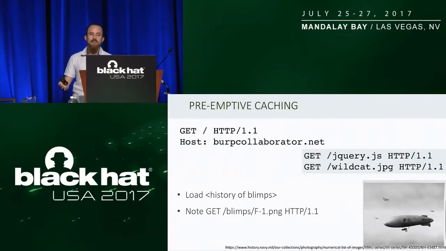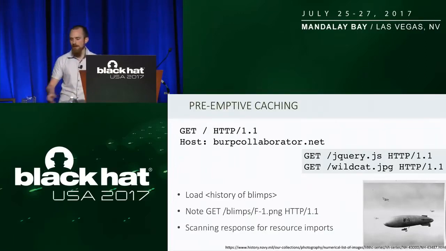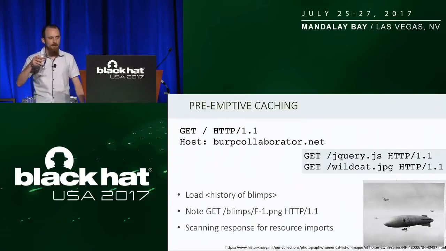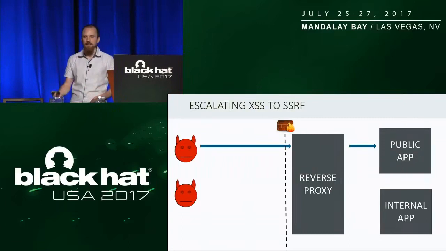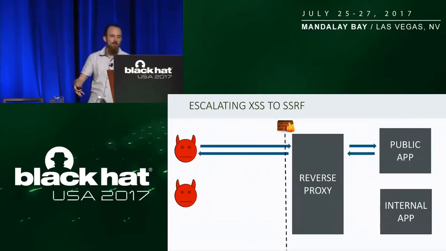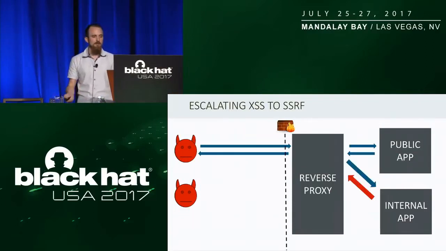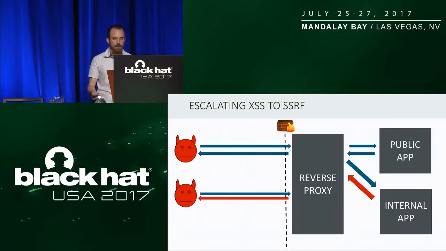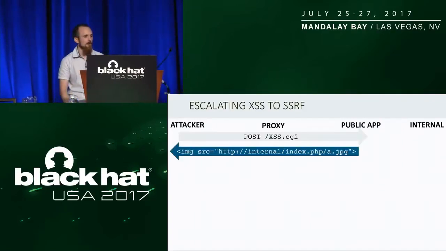It's obvious that the only explanation for this is that there's some kind of reverse proxy, some kind of caching reverse proxy that's scanning responses from the application, looking for resource import statements like image source equals, and is then fetching those, presumably so it can cache it. So maybe I can send a request to the application that triggers a response to me that makes the reverse proxy fetch an internal URL that I don't have access to and cache the response, and then I can just grab it out of the cache. Hopefully.